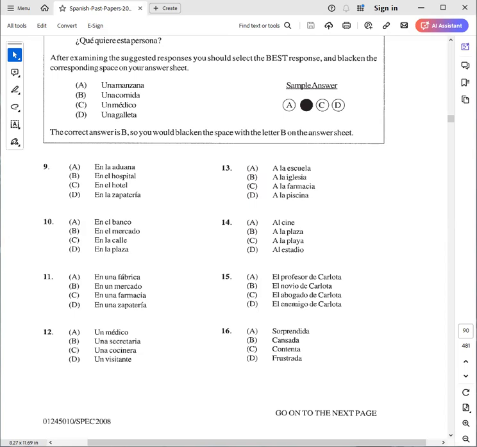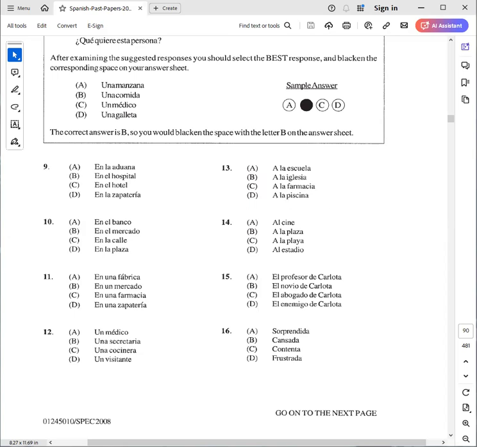Number 13, Raúl, tienes que salir ahora. Recuerdas que necesitas llevar una toalla. So it's saying, Raúl, you need to leave now. Remember that you need to bring a towel. ¿A dónde va Raúl? Where is he going? A la piscina, to the swimming pool.